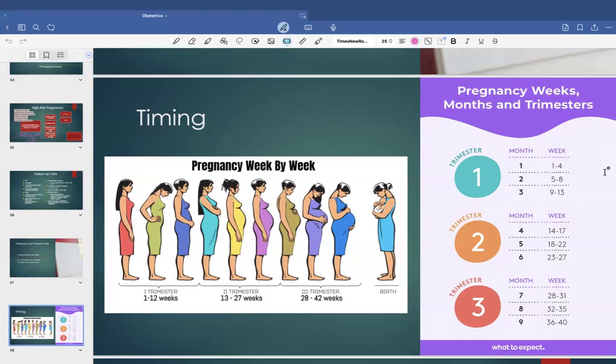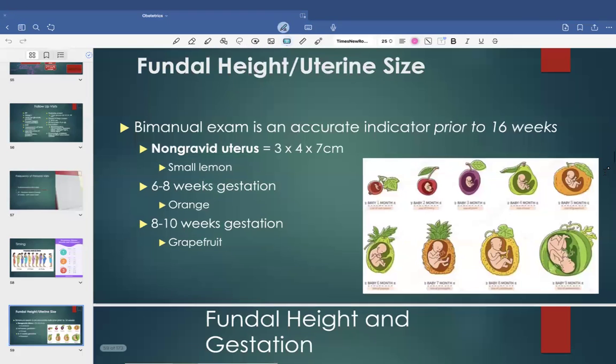This is also a lot of different resources, a lot of different things, like what size the uterus is in a non-gravid woman, someone who's never had a baby, and what the size is at 6 to 8 weeks. A lot of people like to use comparisons of fruit. Oh, the baby's the size of a grapefruit, the size of this and that. I want you to know a bimanual exam is an accurate indicator prior to 16 weeks. Finger, abdomen, and you're feeling for that uterus. That gives you a pretty good indicator of about how big that uterus is if you're 16 weeks or less.